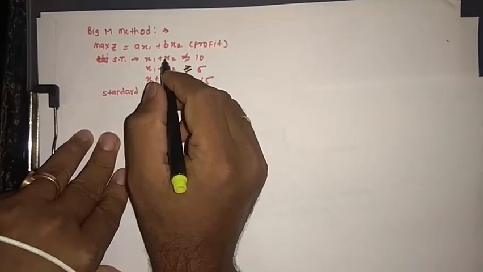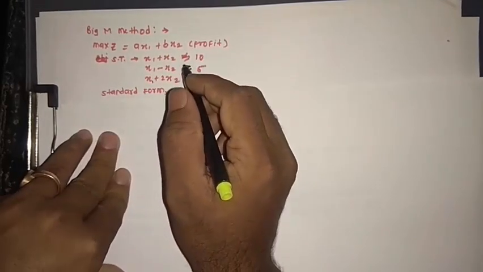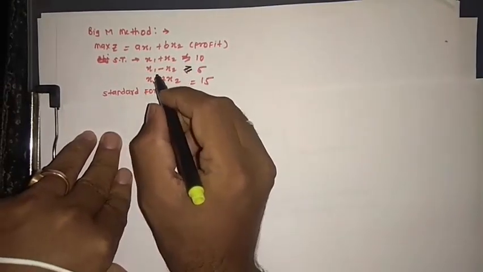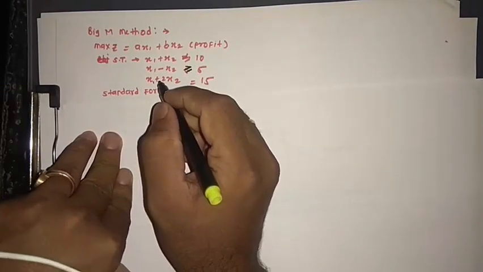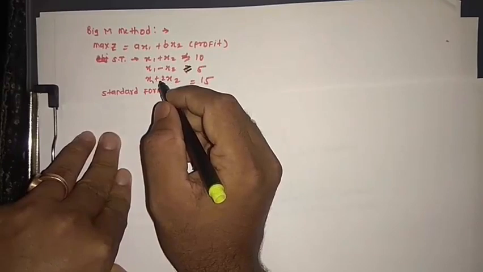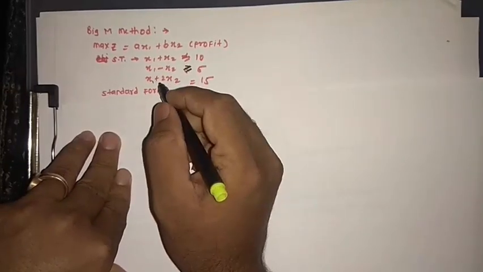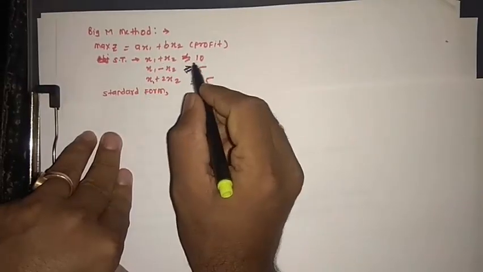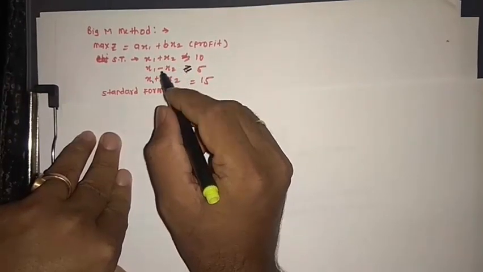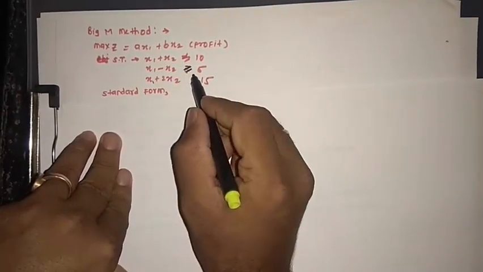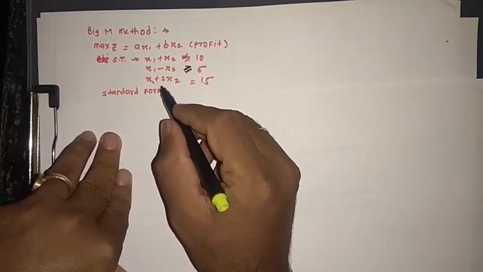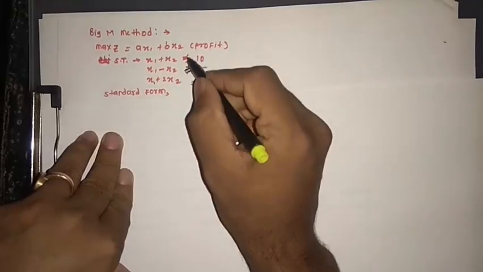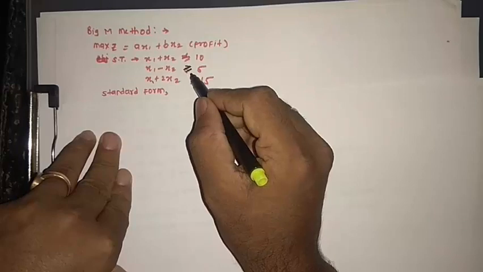But whenever we go through linear optimization, the objective has some constraints. These constraints may be, in real life, machine or material constraints, which we transform into equation form. The constraints are like this: x1 plus x2 is less than or equal to 10, this is the first constraint. The second constraint is x1 minus x2 is greater than or equal to 5. And the third constraint is x1 plus twice x2 is equal to 15. So we have three types: less than or equal to, greater than or equal to, and equal to.